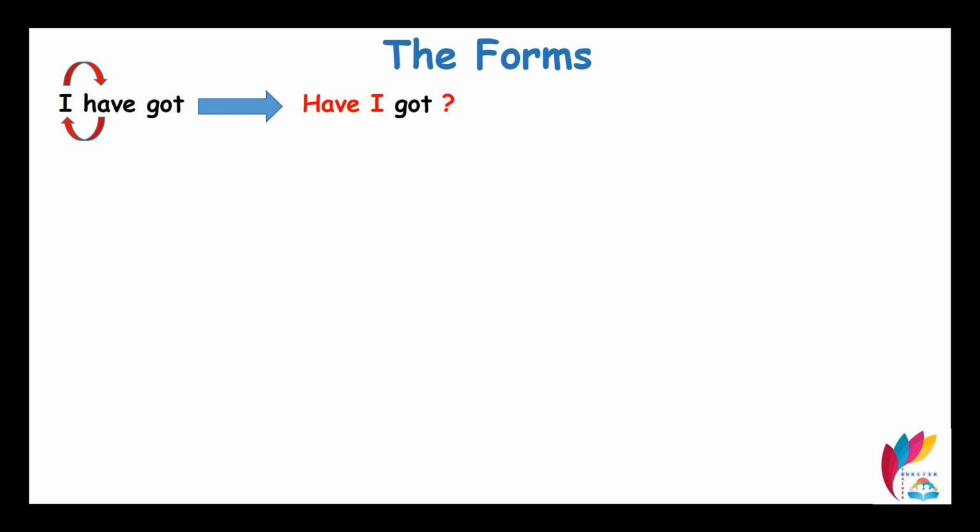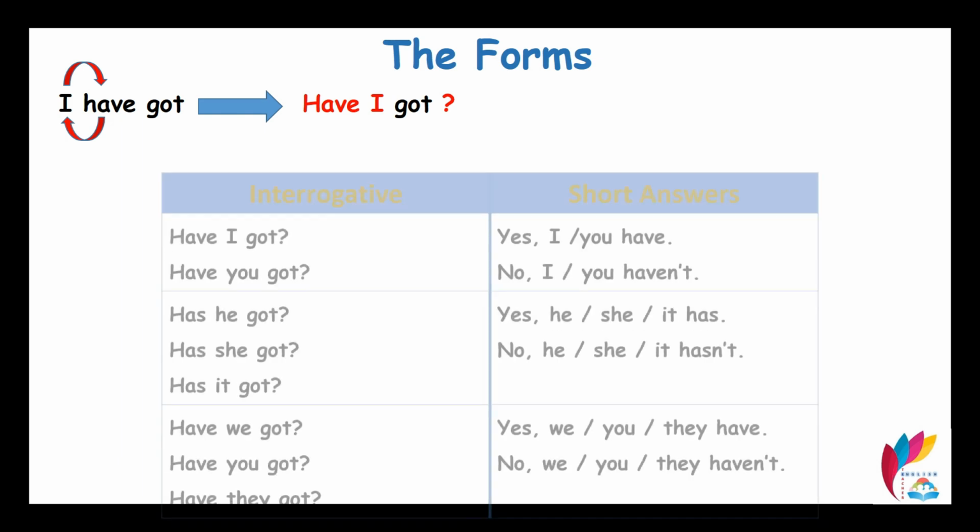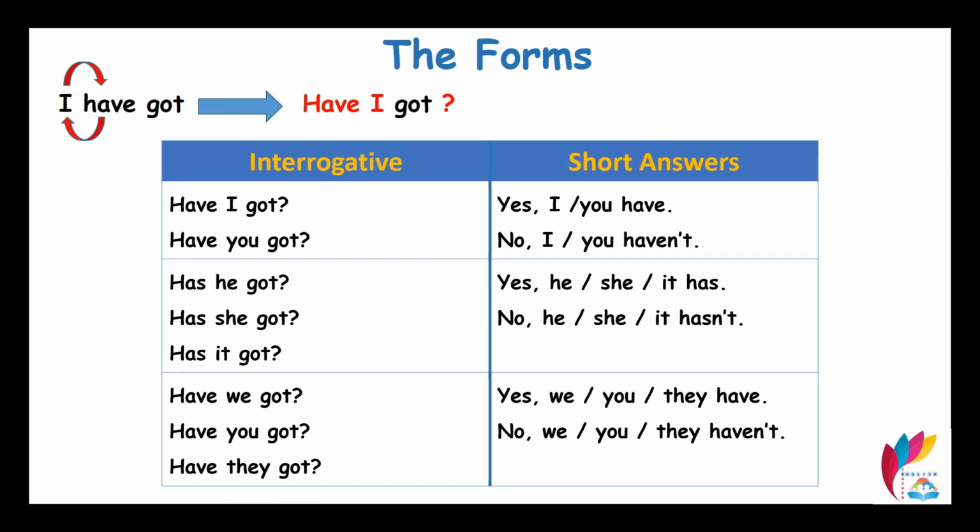So the forms will be the following. Interrogative: have I got? Have you got? In the affirmative, we used to say he has got. Now, when we want to ask, we say, has he got? Has she got? Has it got? And the plural: have we got? Have you got? And have they got?